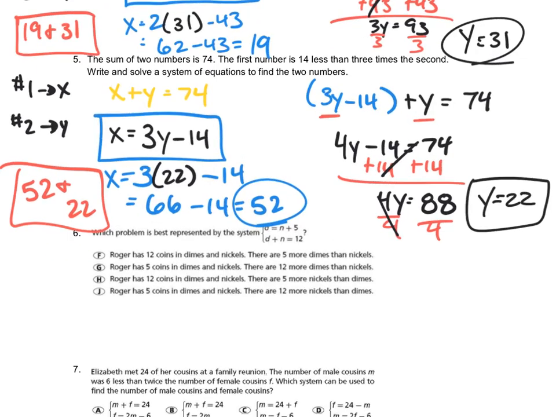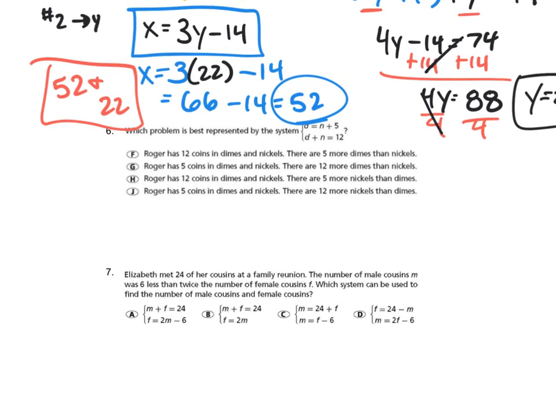Now, this next one is a multiple choice question that has you just look and decide which represents which. You've got to look at this and figure out which words will go with the system that's there. The top one says that D is equal to N plus 5, and then D plus N is equal to 12. So the first thing is you have to decide which one of these would be accurate. Looking at this, I would say that the letter D stands for dimes, and the letter N stands for nickels. How did I get that?